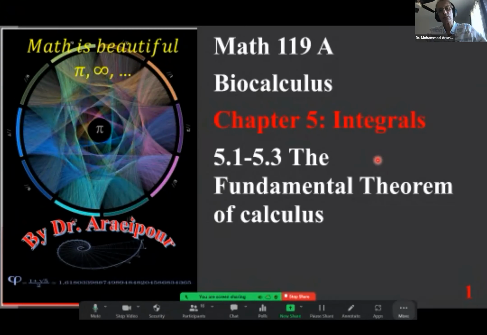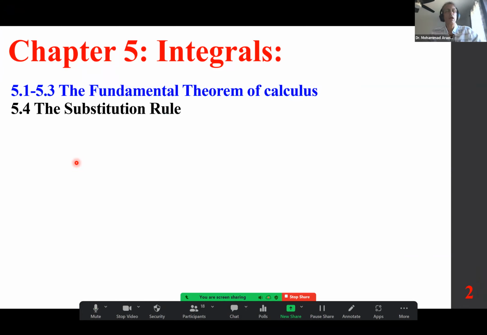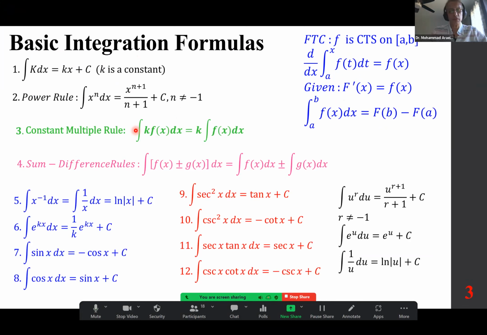Good afternoon, class. We are looking at Chapter 5, Integrals, Sections 5.1 to 5.3, the Fundamental Theorem of Calculus, or for short, FTC. We're going to cover the FTC and then the substitution rule. These are basic integration formulas we have seen, and we are adding the FTC. So a quick explanation of that.